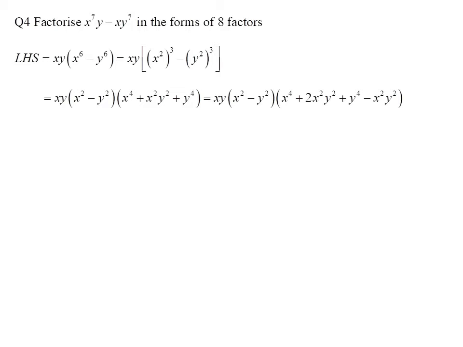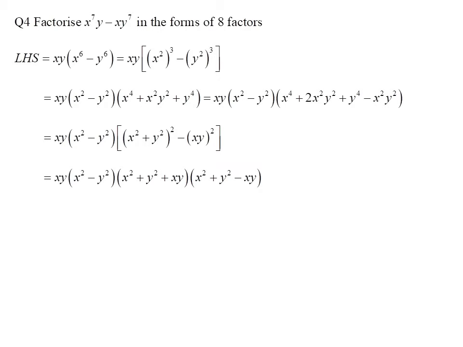The formula of the difference of two cubes can be applied in this case, and the expression becomes xy times (x squared minus y squared) times (x to the power of 4 plus x squared y squared plus y to the power of 4). As seen from the previous example, we may add and subtract a term of x squared y squared in the second parenthesis so that it becomes the difference of two squares.